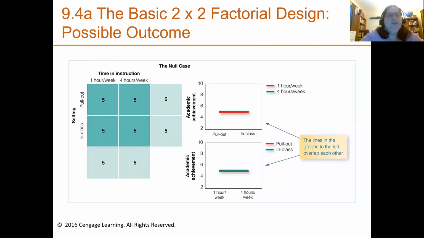Okay. So let's look at the results for some 2x2 factorial designs. In this case, you can see here, every group performed about the same way. So in terms of academic achievement, no differences. And that's reflected in the difference between asynchronous and synchronous and 1 hour and 4 hours.